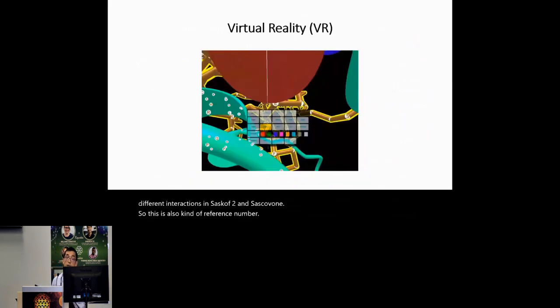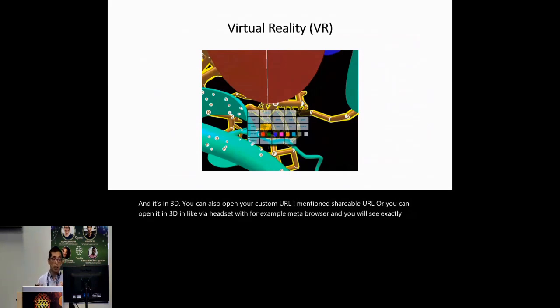In iCn3D, you can also open your custom URL. I mentioned the shareable URL, or you can open iCn3D in VR via a headset with, for example, the Meta browser, and you will see exactly what you see in the web browser. If you click enter VR, you will be in the middle of the protein. You can zoom in and out. You can also change color, do selection, or do analysis in VR.